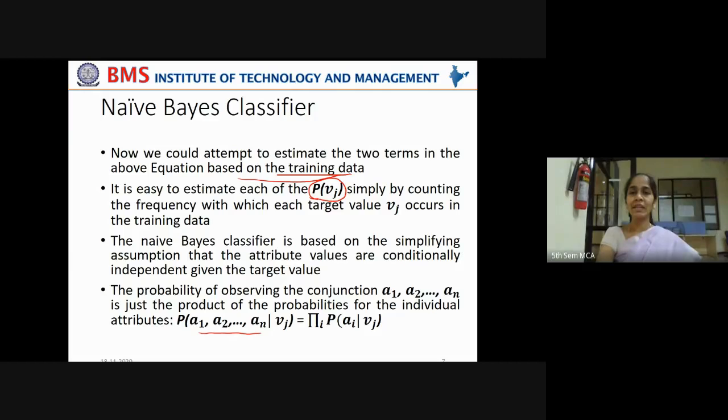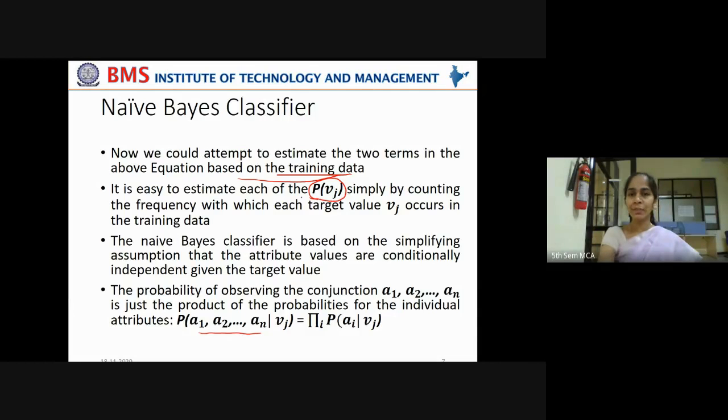Now you can easily calculate probability of Vj, right? Probability of outcome variable high, probability of outcome label low, probability of outcome label moderate. All this can be easily calculated, because you have all the training examples given. From that you can count how many of the outcome labels are high, how many are low, how many are moderate. So you can easily calculate the prior probabilities, right?